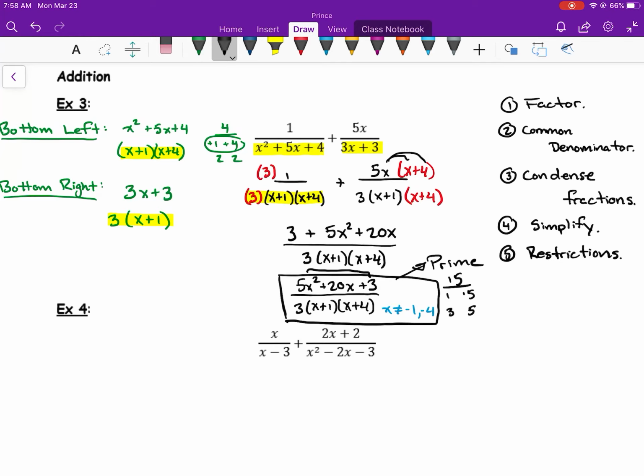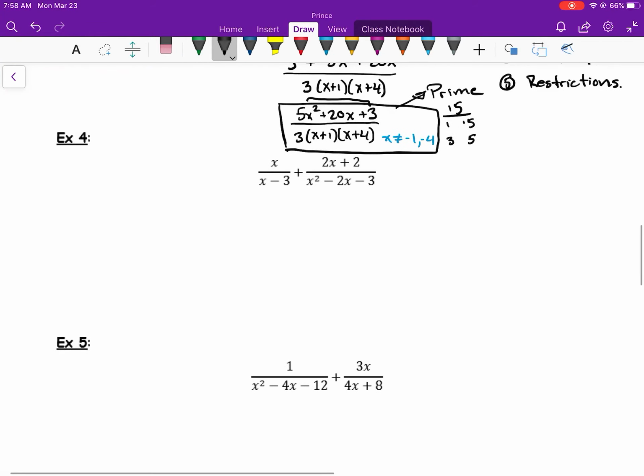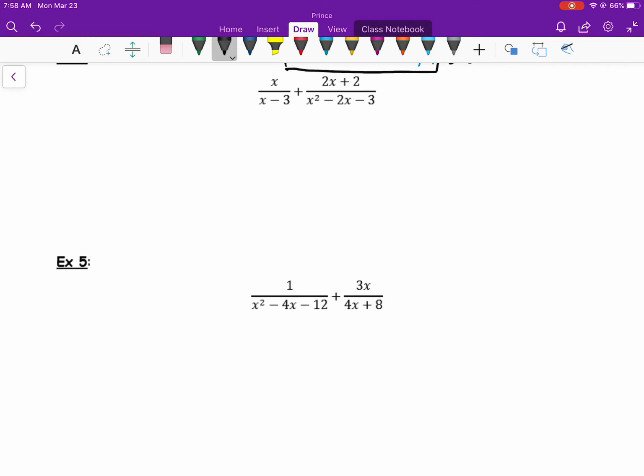Alright. So moving right along. Factor what we have to. We have 2x plus 2 and x squared minus 2x minus 3. In green, do top right. 2x plus 2 has the greatest common factor of 2, so 2 times x plus 1. Bottom right, x squared minus 2x minus 3.